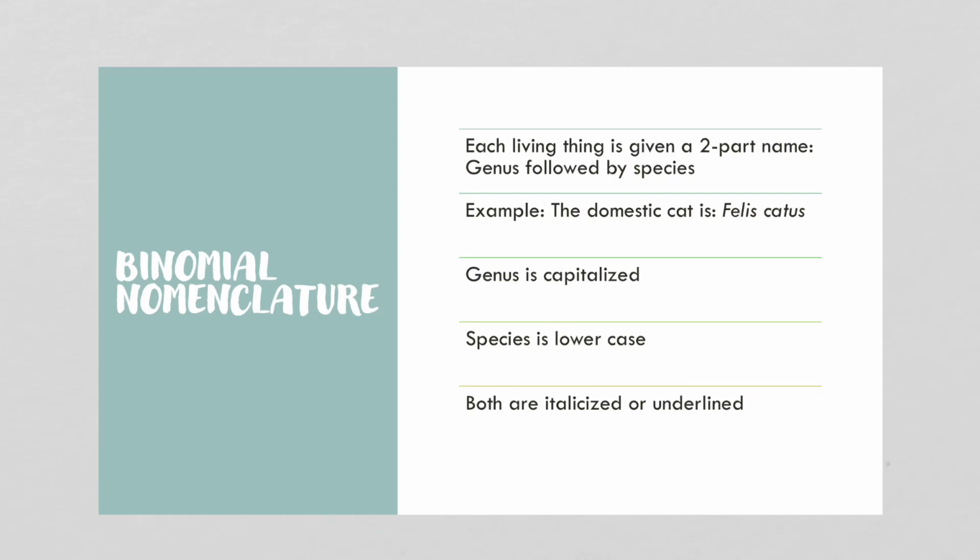So we use a system known as binomial nomenclature to give every species their scientific name. It's given a 2-part name: the genus name followed by the species name. So for example, the domestic cat is known as Felis catus, and the word for the genus is capitalized, and the word for the species is lowercase. And both the words are italicized if you're typing them, or they're underlined if you're writing them by hand, because we can't write in italics.